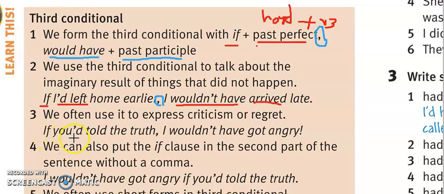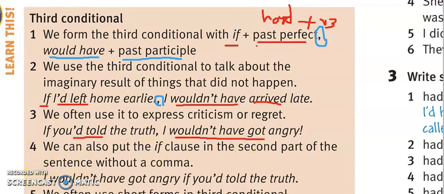If you had told, had plus told, which is past perfect. If you had told me the truth, I wouldn't have got angry. I wouldn't have got angry with you. I haven't got. I wouldn't have got.